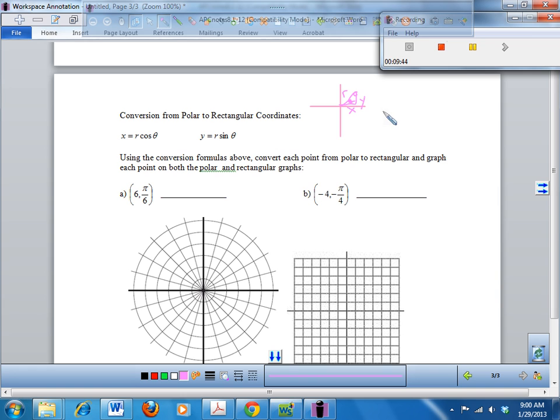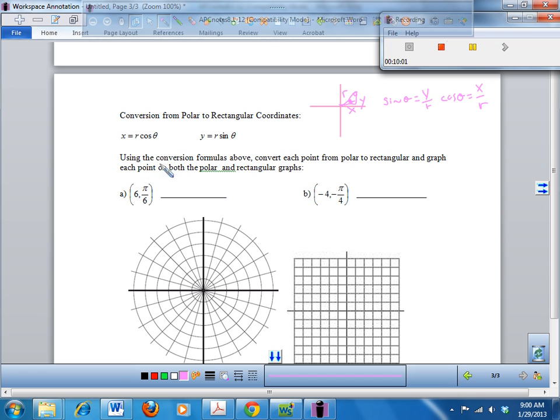So to get y, you would know that sine of theta is equal to y over r, and cosine of theta is equal to x over r. And that's where these two things come from. x equals r cosine theta when I multiply through, and y equals r sine theta. These are important to know. So that's how you convert.